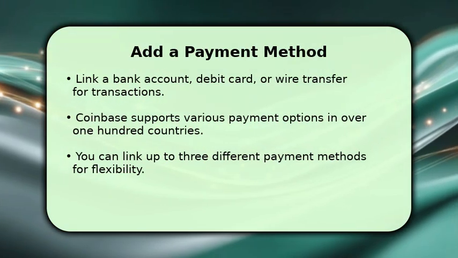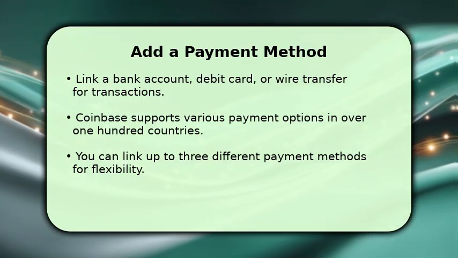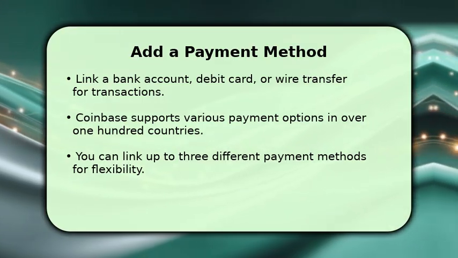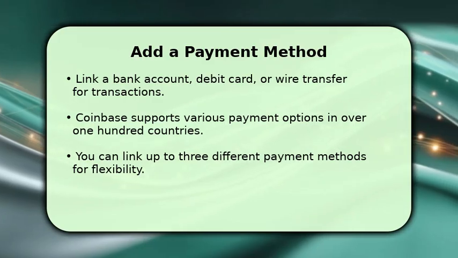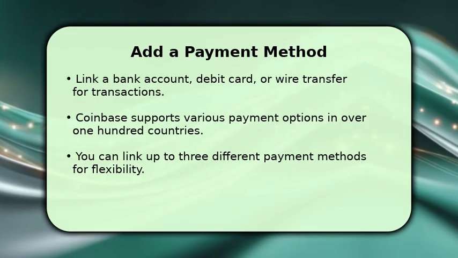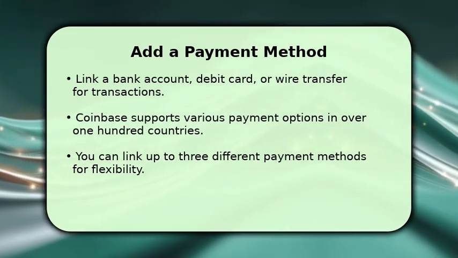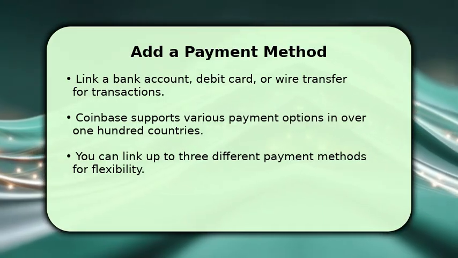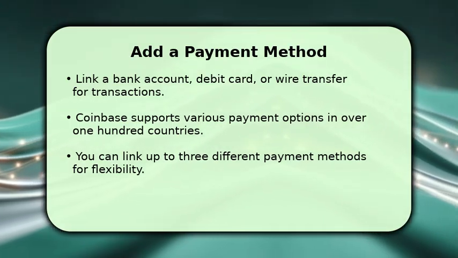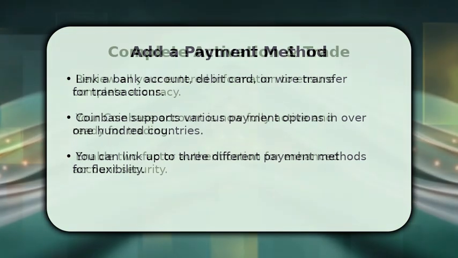Now that your identity is verified, it's time to add a payment method. This allows you to easily buy and sell cryptocurrencies. You can link a bank account, a debit card, or even use a wire transfer. Coinbase offers support for various payment options in over 100 countries worldwide, making it accessible for many users. For added flexibility, you can link up to 3 different payment methods to your account.